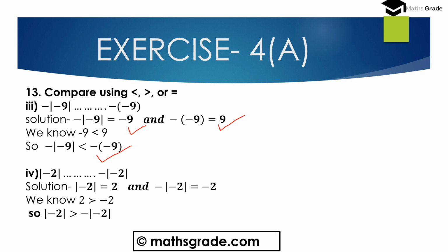Fourth bit, absolute value of minus 2 dash minus of absolute value of minus 2. We know absolute value of minus 2 is a positive integer, that is 2, and minus of absolute value of minus 2 is minus of 2. We know 2 is greater than minus 2, as a positive integer is always greater than a negative integer. So absolute value of minus 2 is greater than minus of absolute value of minus 2.